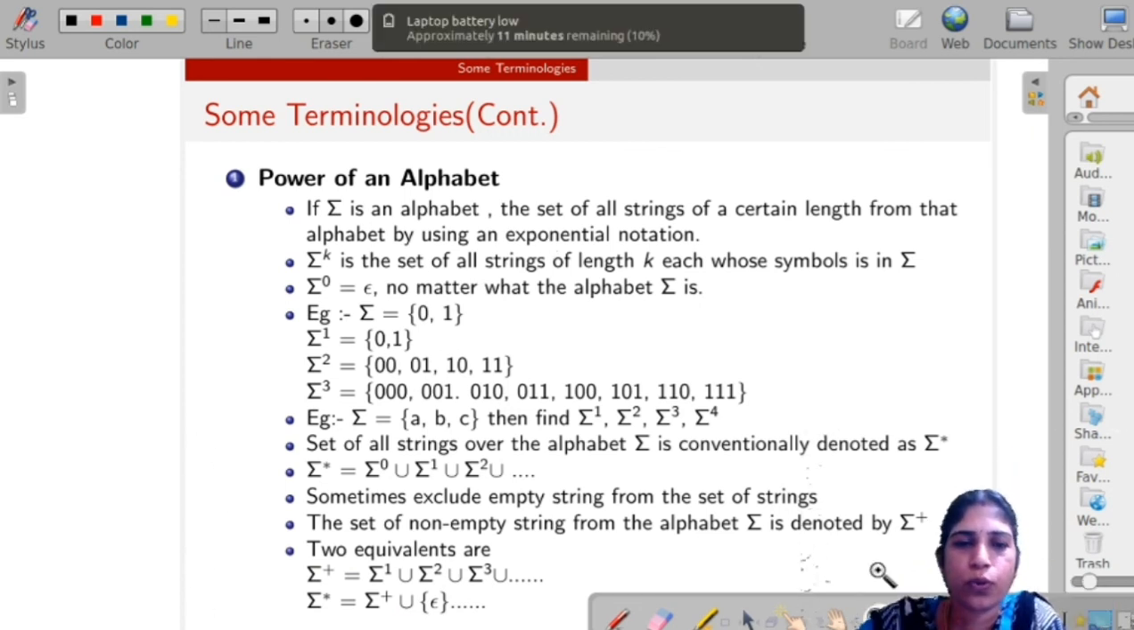Okay, so in this video we studied different terminologies related to theory of computation. So go through the terminologies and study the different notations used to represent each terminology. Okay, thank you.